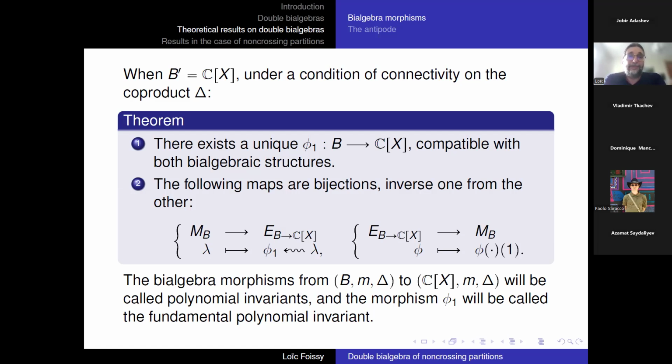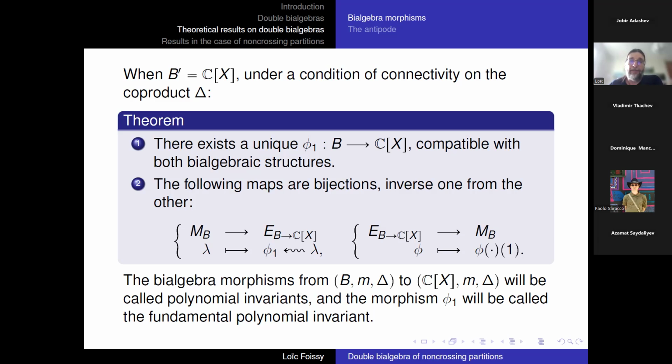So what you can prove, you choose B prime equals C of X, you need a technical condition I will give later in the next slide. If you want to obtain a morphism which is compatible with the product and the two coproducts, well, there is only one, a unique phi 1. So there is a unique polynomial invariant which is compatible with every structure you have. And this will be called the fundamental polynomial invariant.